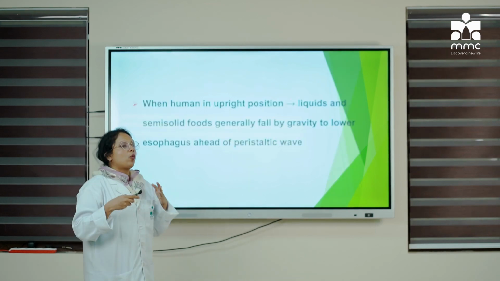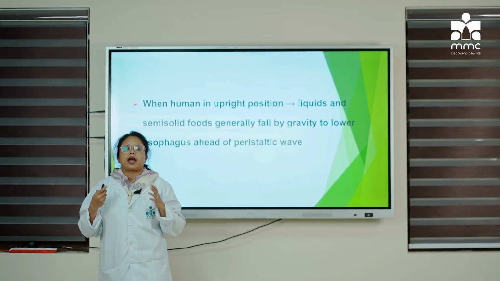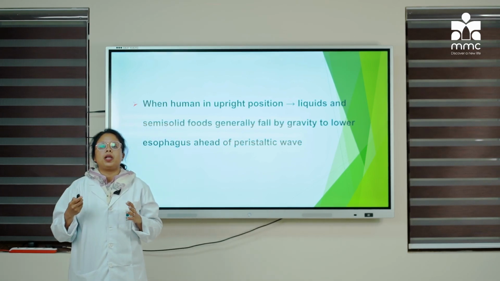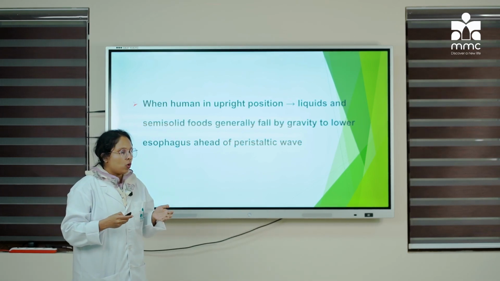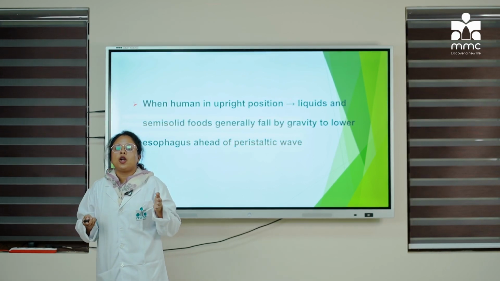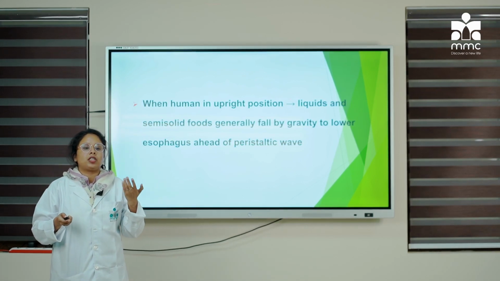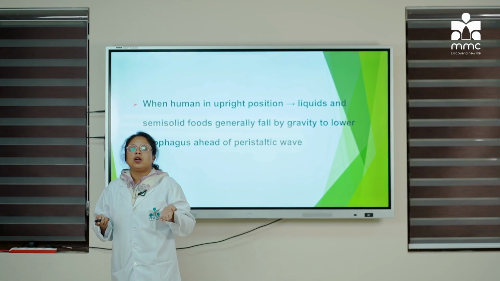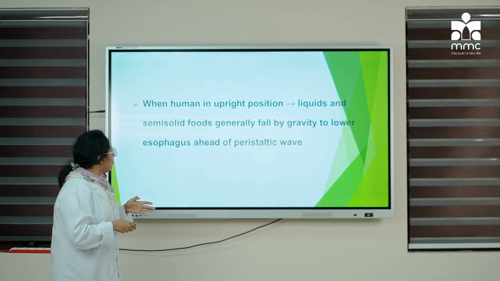Now, I told you that gravity also helps in propelling food through the esophagus. When the person is in an upright position, liquid and semi-solid food will empty faster into the stomach due to the effect of gravity.